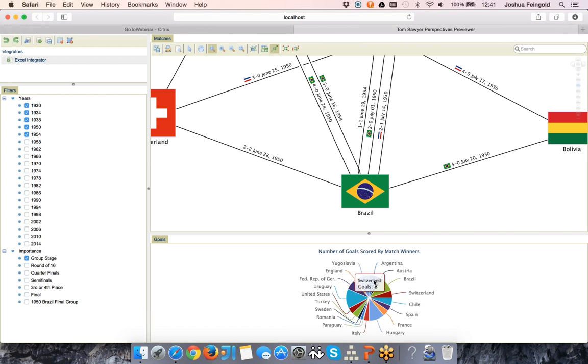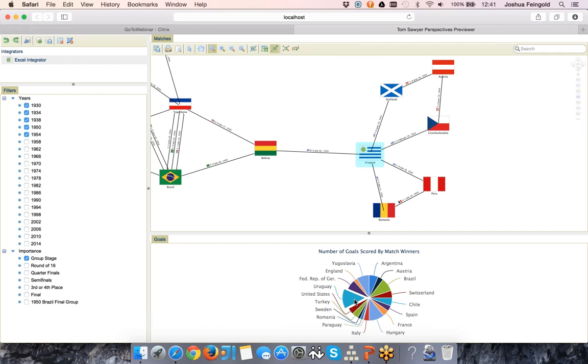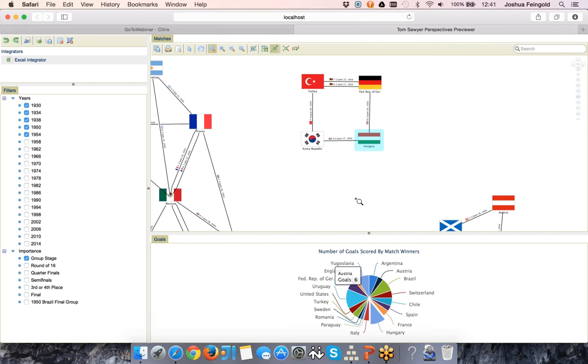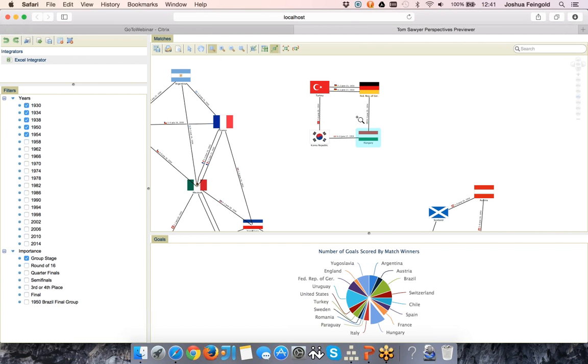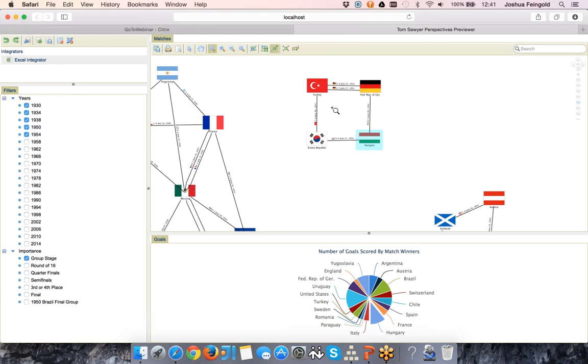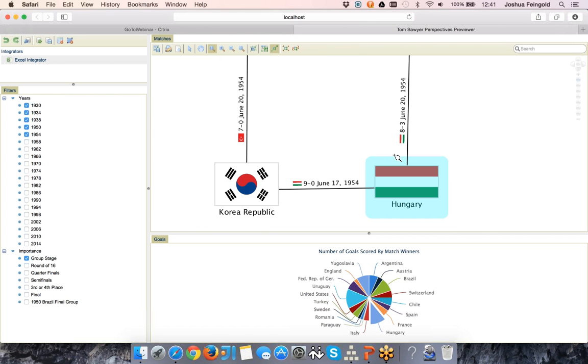You can see that when you're talking about the group stage, maybe Uruguay is pretty interesting. So let's select Uruguay. Oh, that's pretty cool. Maybe Hungary. So Hungary only had the 2 matches, but they were pretty decisive. Right, so this is a 9-0 and an 8-3 in the 2 1954 World Cups.